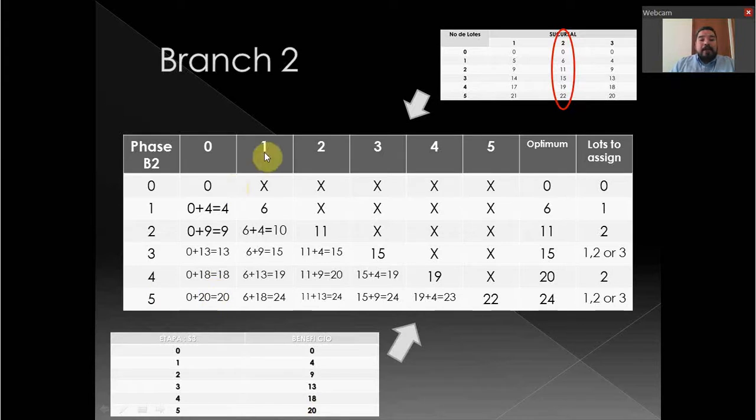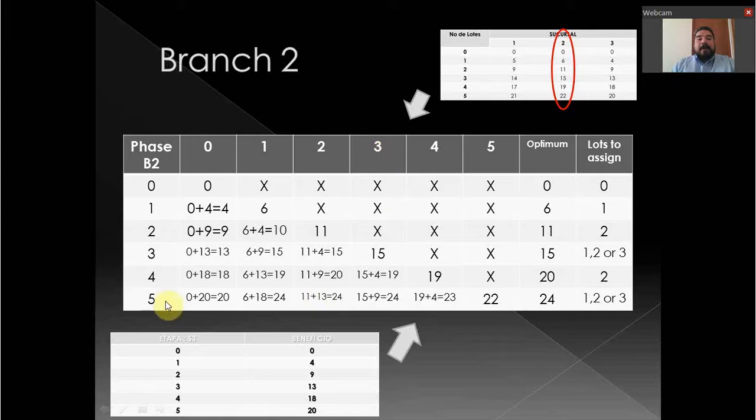If I assign one of these 5 lots to branch number 2, the benefit is 6 plus the benefit of having 4 lots in branch number 3, 18. So 6 plus 18 is 24. If I assign 2 of the 5 lots to branch number 2, the benefit is 11 plus 13, that is the benefit of having 3 lots left to assign to branch number 3, and this equals 24,000 pesos.